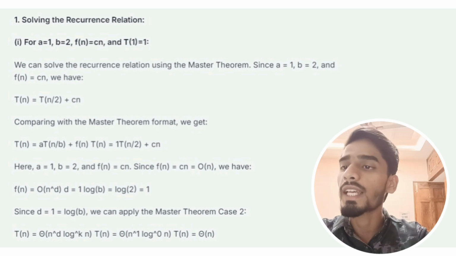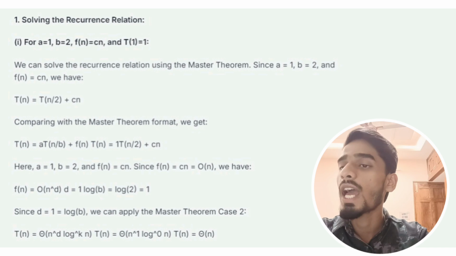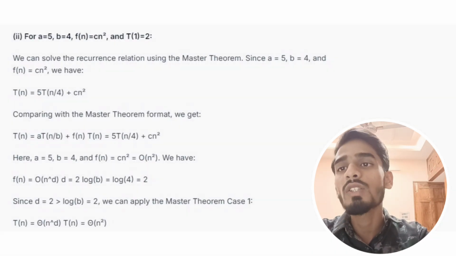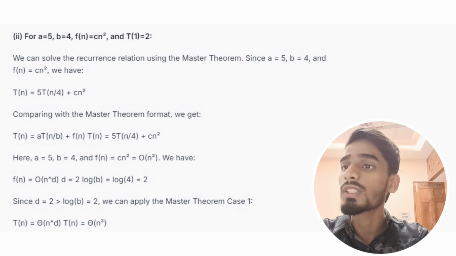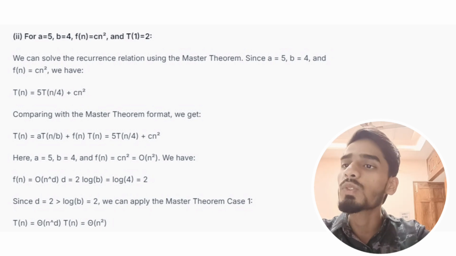Now let us see the second case, in which a is equal to 5, b is equal to 4, f of n is equal to cn square, and T of 1 is equal to 2. We can solve this recurrence relation using the master theorem. Since a is equal to 5, b is equal to 4, f of n is equal to cn square, we have T of n is equal to 5T of n by 4 plus cn square.